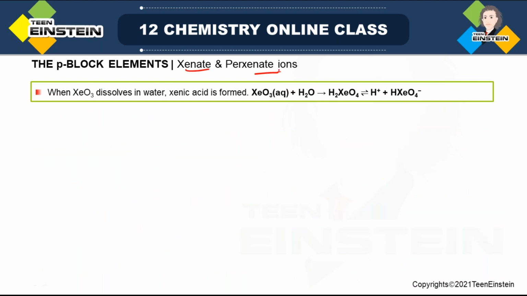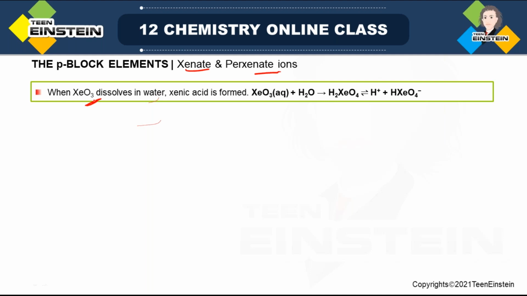Xenate ion and Perxenate ion. There are two specific types of ions formed by xenon, and these are the names. We will see them one by one. How we are getting these ions, that we will see first. So we are getting them starting from xenon trioxide.